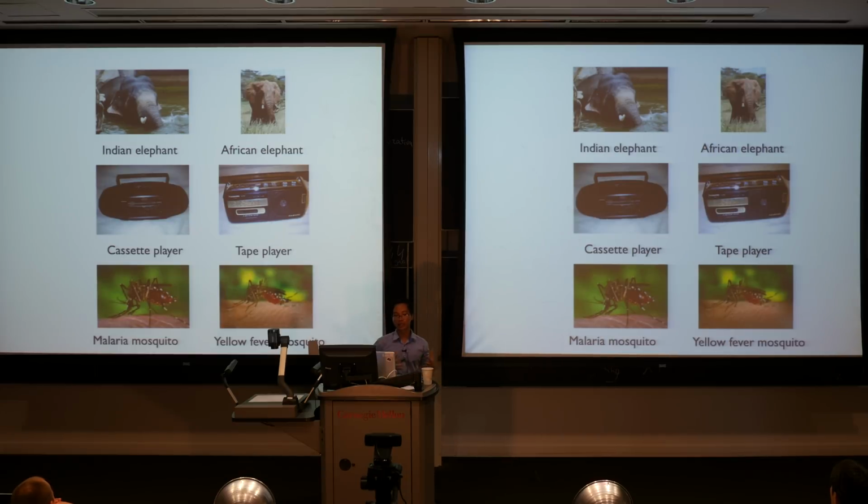The things that it doesn't do very well are objects that are very similar to each other. For example, it will be confused between Indian elephant and African elephant. I have no idea. I actually ended up reading Wikipedia to distinguish between the two. And then it couldn't tell cassette and tape, or malaria mosquito and yellow fever mosquito. I really don't know.